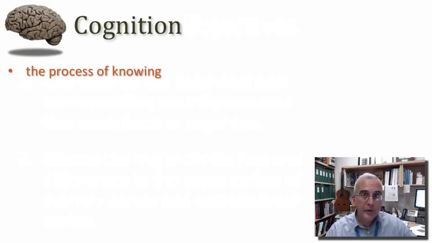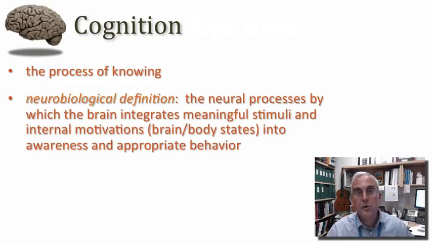Well, in medical neuroscience, we want to try to express these ideas in neurobiological terms to the pretty stringent limit that we're able to do so given our relatively recent and quite imperfect knowledge of these underlying neurobiological mechanisms. Nevertheless, I do want to suggest more of a neurobiological definition of cognition. What I would suggest is that what we are speaking of are the neural processes by which the brain integrates meaningful stimuli, internal motivations, referring to brain and body states, and the product of this integration is awareness or perception, and, of course, the motivation of an appropriate behavior.